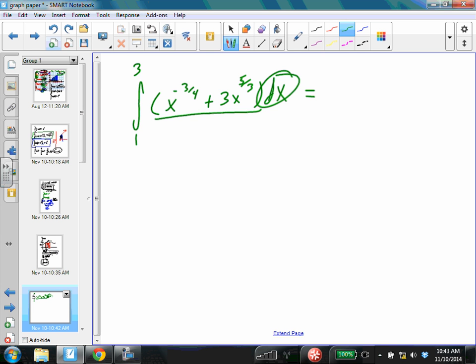Okay, so the first thing I need to do here is actually take an antiderivative. So what is my antiderivative going to be for this thing right here? Okay, so this will be x to the 1/4 power, and it will be multiplied by 4. This is going to be x to what power? 8/3. So then we're going to multiply it by the reciprocal, which is 3/8. Okay, so there's our antiderivative, and we're going to evaluate this from 1 to 3.